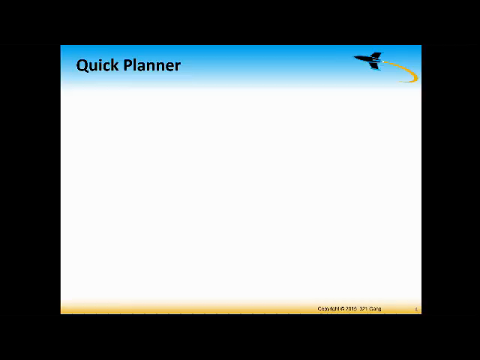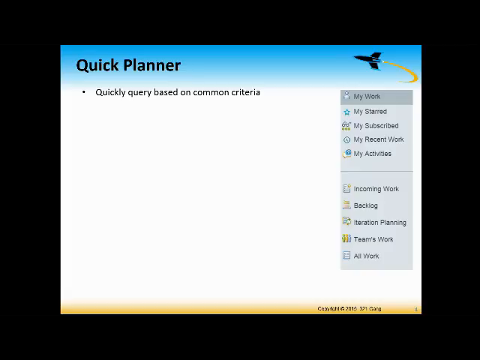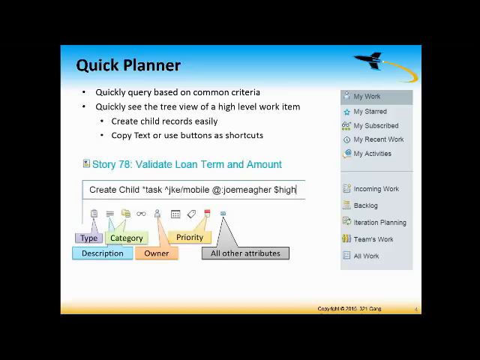Quick Planner was actually introduced a couple of releases ago as a tech preview, but it's generally available now and just part of the system. So Quick Planner can really help you quickly query based on common criteria. So more than just my work or open and assigned to me, you can look through and find the incoming work, backlogs, look at your iteration plans or your team's work, and really go through and filter based on meaningful criteria that everyone understands.